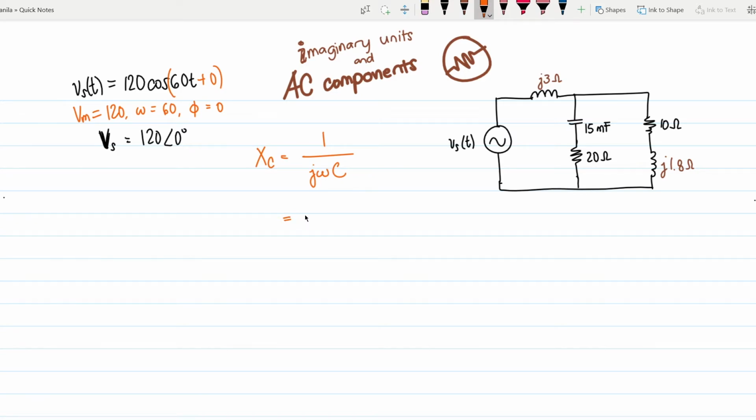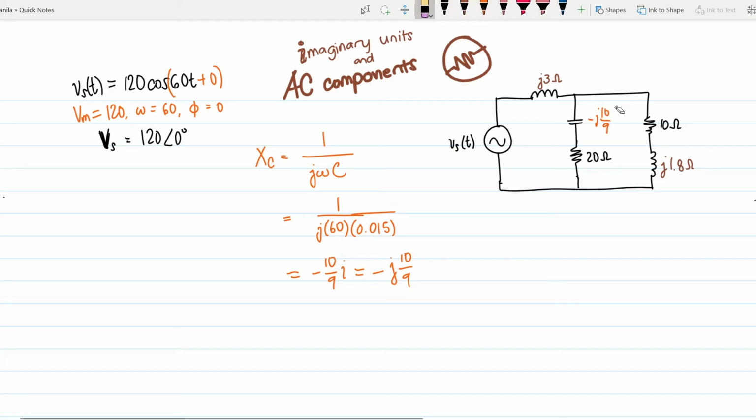Okay. Where were we? Okay, 1 over j, our omega is 60, and then our capacitance is 0.015. Right? All right, so 1 over i times 60 times 0.015. That should give you minus 10 over 9i. For me, my personal preference, I like to keep it in fraction form so I don't need to write the decimal, because I know the decimal for this is going to be really long, like minus 1.111111. I don't want to keep writing that. So I'm just going to turn this to electrical engineering notation, minus j10 over 9. Minus j10 over 9. Let's just make that clearer.